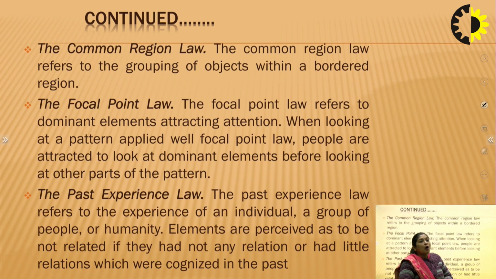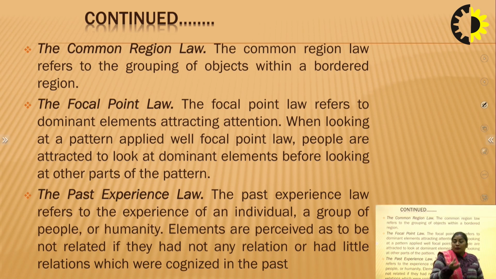Next is the common region law. In this shape perception, it is about forming the clusters. So how are the clusters formed? In the 4th unit, we have discussed the clusters also. So what is the common region law? The common region law refers to the grouping of objects within a bordered region. Basically, it is a part of a K-means algorithm.